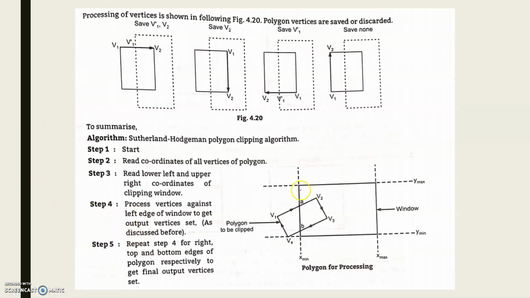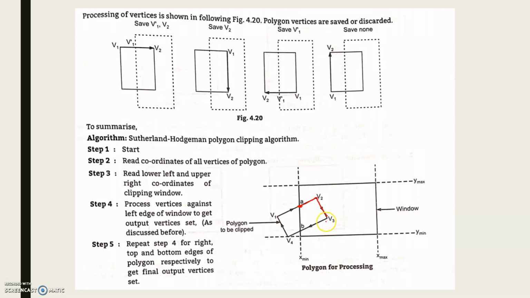Okay. Then accordingly, you can see in this diagram, while considering the processing of vertices for V1, V2, V1 is outside and V2 is inside. So the portion from the intersection with the clipping window to the second vertex will be in your output. If both the vertices are inside the clipping window, then all will be displayed. So V2, V3, it all will be displayed.